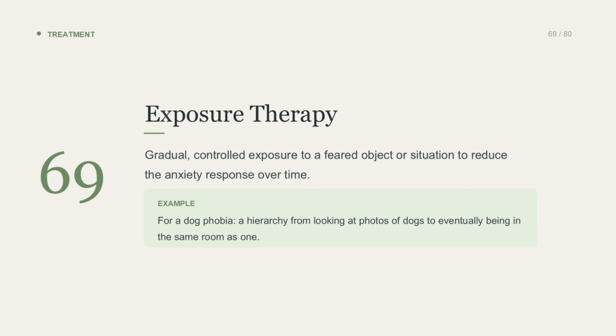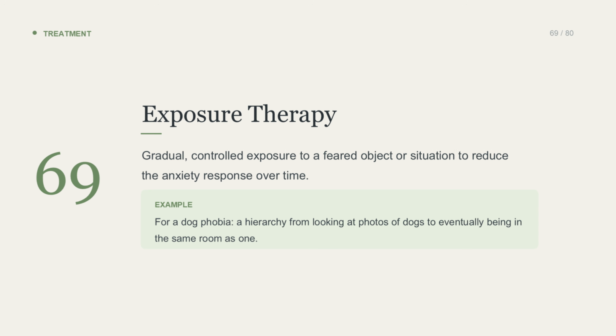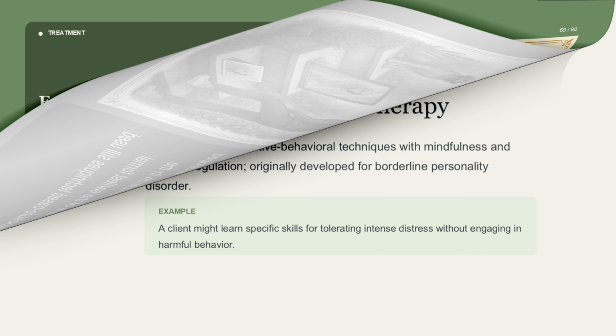69. Exposure therapy. Exposure therapy involves gradual, controlled exposure to a feared object or situation to reduce the anxiety response over time. For example, someone with a phobia of dogs might work through a hierarchy that starts with looking at photos of dogs and eventually progresses to being in the same room as one.